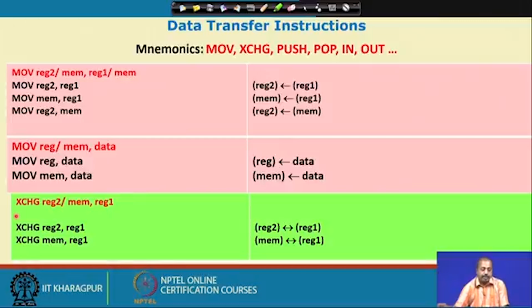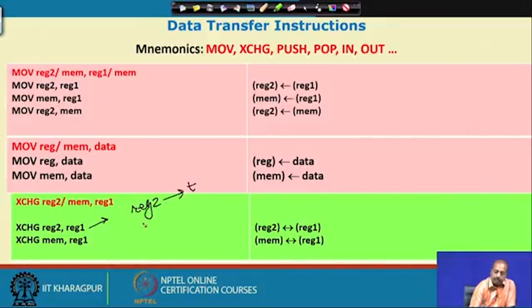Now, apparently it seems there is no point having such an exchange instruction, because this exchange is equivalent to first moving register 2 to some temporary register, and then register 1 will get the content, and register 2 will move it to this register 1.